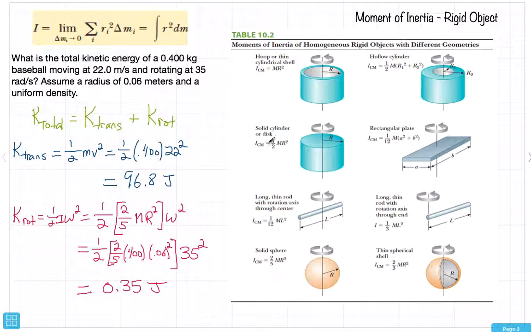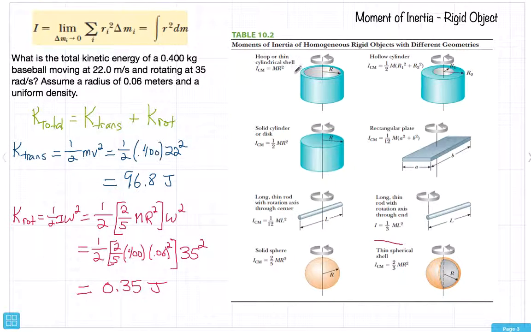And so the I values that are given here are with respect to the center of mass of each of these objects, if it says I_CM. And then there's the exception over here. This is a rod about its end point, so that's not for the center of mass. And I'll show example calculations for a couple of these.